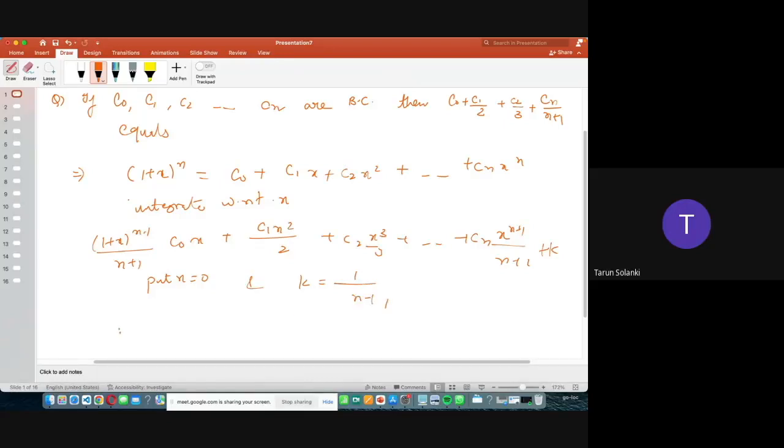So you will get C naught plus C1 by 2, C2 by 3, up to Cn by n plus 1. You can write it as 2 to the power n plus 1 minus 1, divided by n plus 1. So this is your answer. You can note down this problem first.